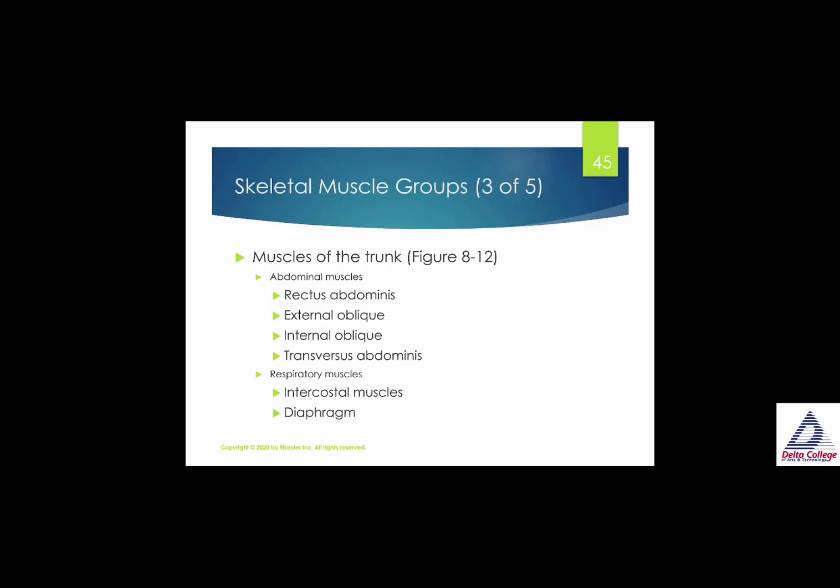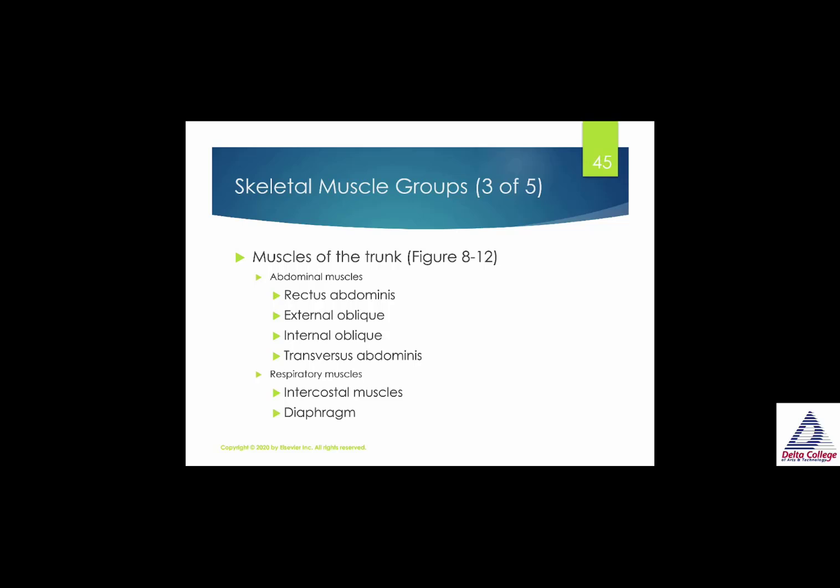Muscles of the trunk. We have abdominal muscles. We have the rectus abdominis. And the rectus abdominis is right in the middle. That's where you get those 6-packs, 8-packs, right? External oblique is coming from the side. Internal oblique is on the lower, down in the pelvic area. And then transversus abdominis is one that, instead of up and down, goes from side to side.